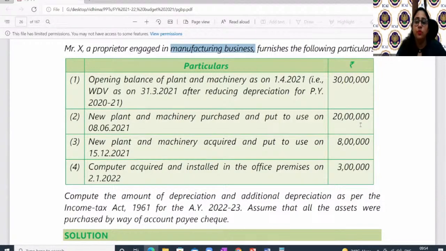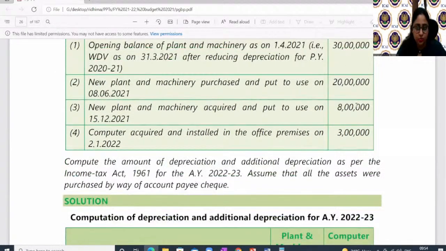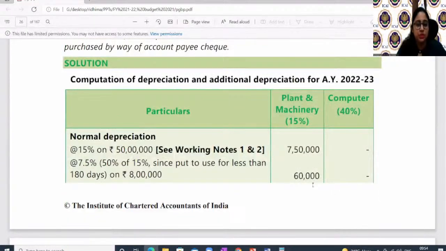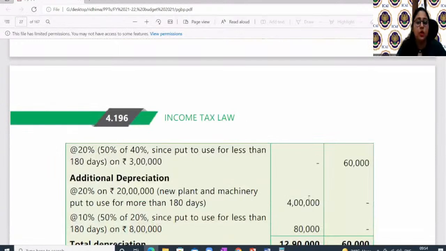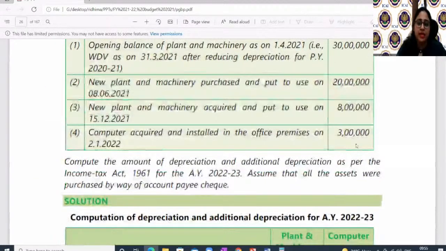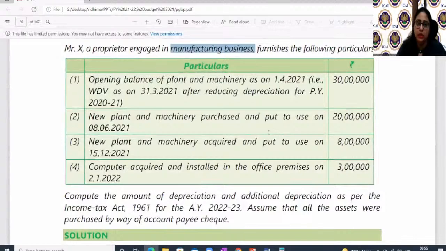So the total WDV would be 58 lakhs, minus 7,50,000 normal depreciation, 60,000 normal depreciation, 4 lakh additional depreciation and 80,000 additional depreciation, 12,90,000. So 58 lakhs minus 12,90,000 would be your closing WDV. And computer के case में it would be 3 lakhs minus 60,000 only. Clear?